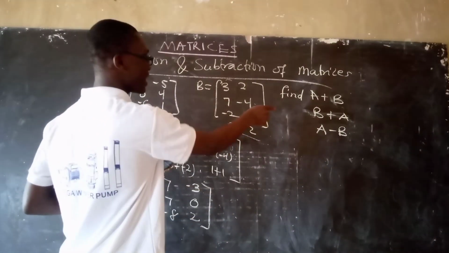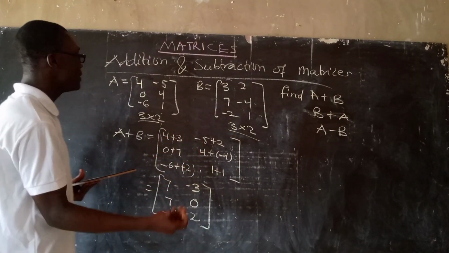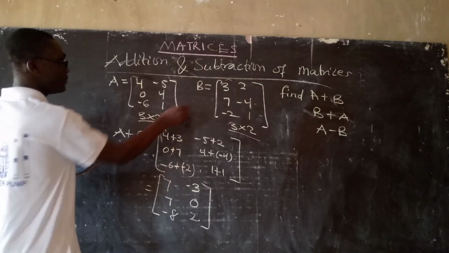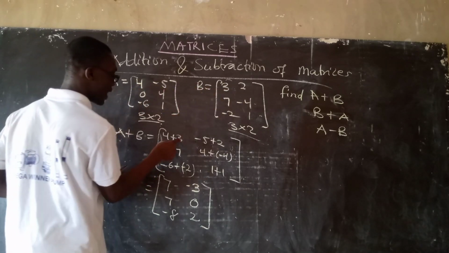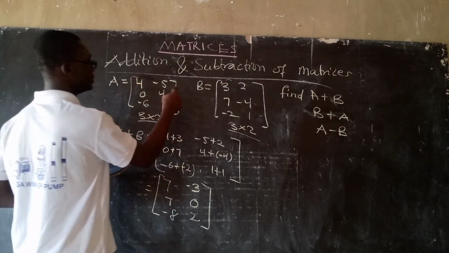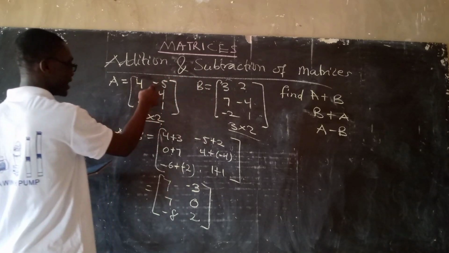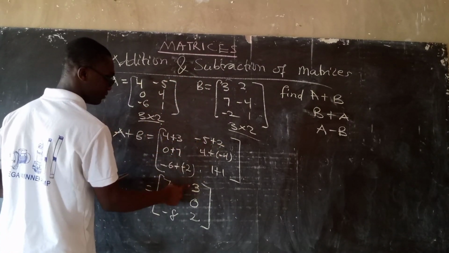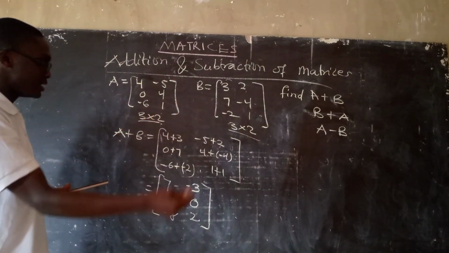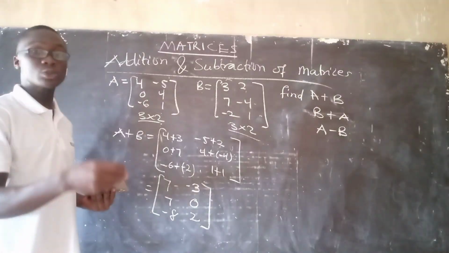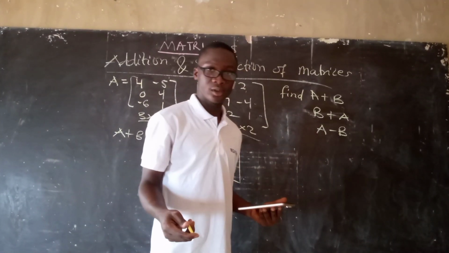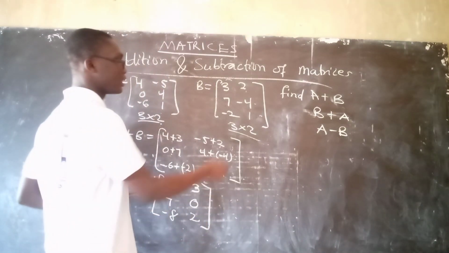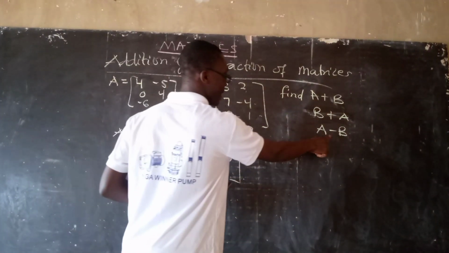Now, let's check B plus A. So B will come first: 3 plus 4, giving us 7. Then here we have 2 plus negative 5, giving us negative 3. So B plus A and A plus B give us the same answer. This shows that addition is commutative in matrices. Now let's check the last one, A minus B.